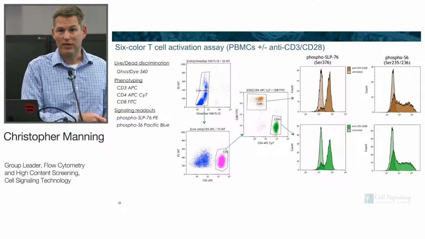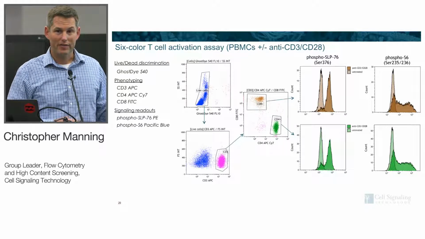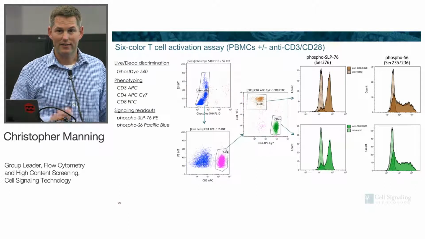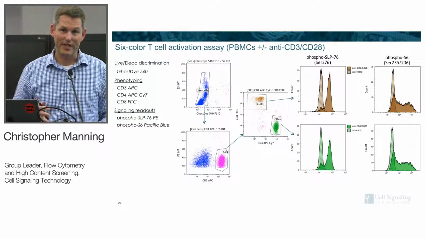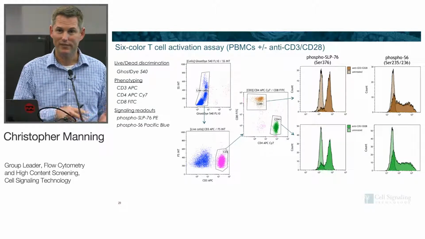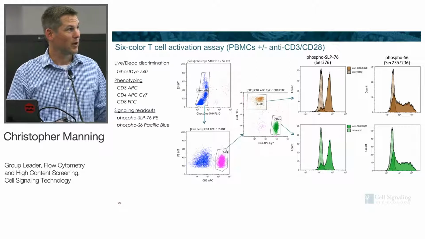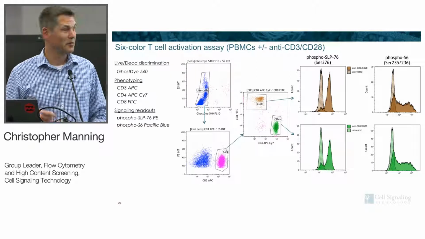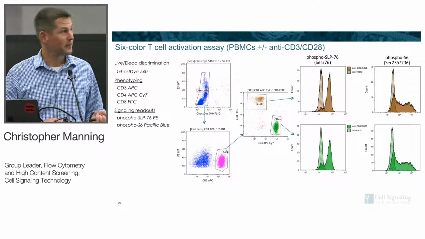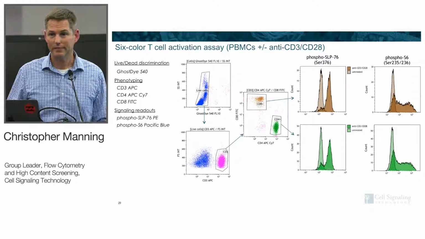And this is all while the cells are on ice. Came in with anti-CD3 and CD28, added those, let them incubate for 15 minutes, washed it off. Came with anti-mouse IgG to cross-link those, again for 15 minutes, washed that off, and then fixed with formaldehyde, added the CD markers, permeabilized with methanol, and then added the phospho readouts.